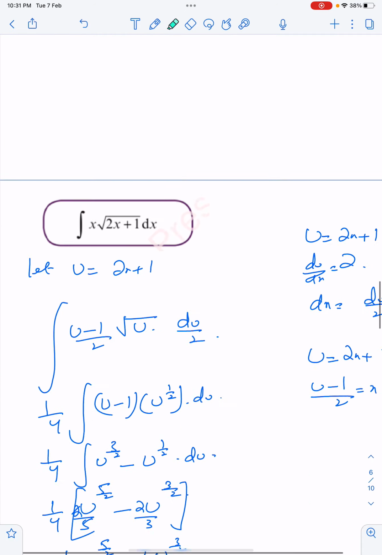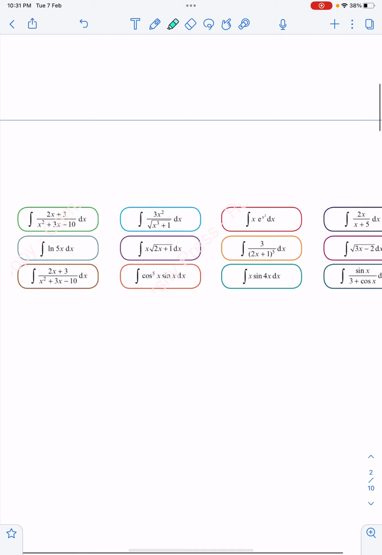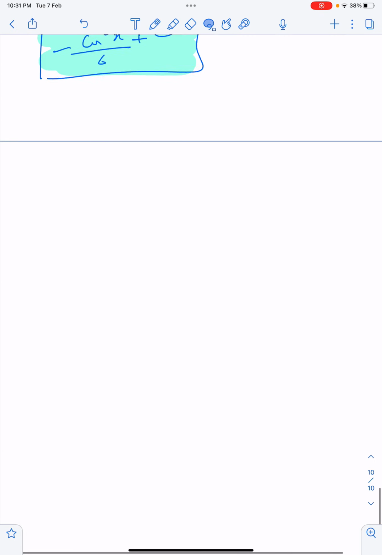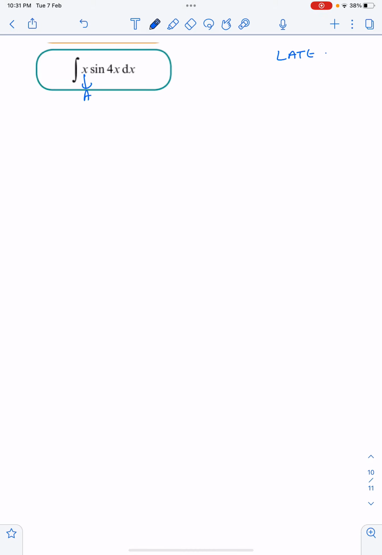Okay, the next question. x sin 4x. Now you have to use integration by parts. I'm going to use integration by parts. I'm writing the word LATE. This is algebra, this is trigonometry. A comes first, T comes afterwards. So this is u and this is v dash.